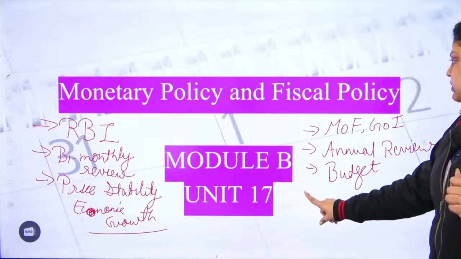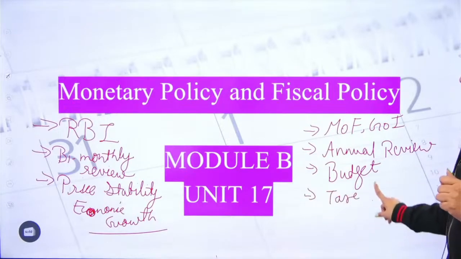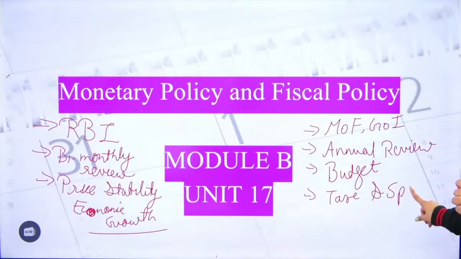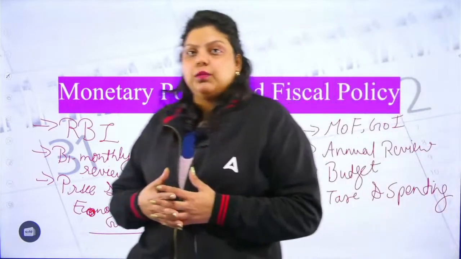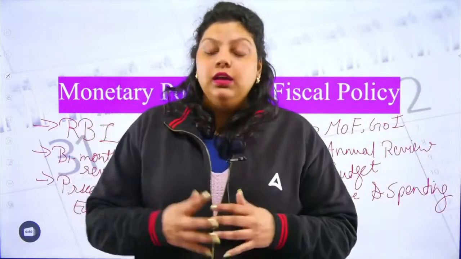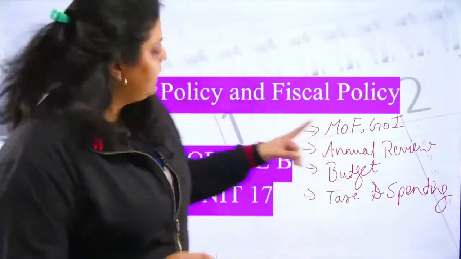Now when it comes to the fiscal policy, the instrument that government uses here is tax and the spending of Government of India. Okay, tax and spending of Government of India is actually the fiscal policy, or instrument of fiscal policy. So whenever government formulates fiscal policy, that has to be done every year because every year the budget has to be introduced. This is what we're talking about here.